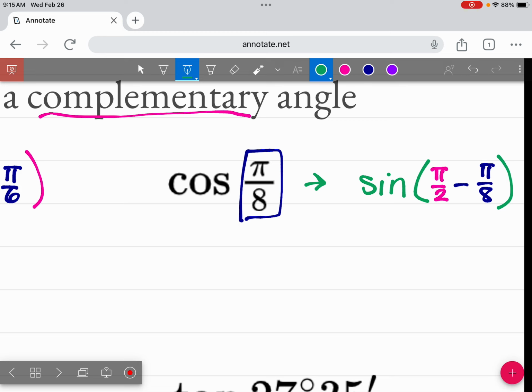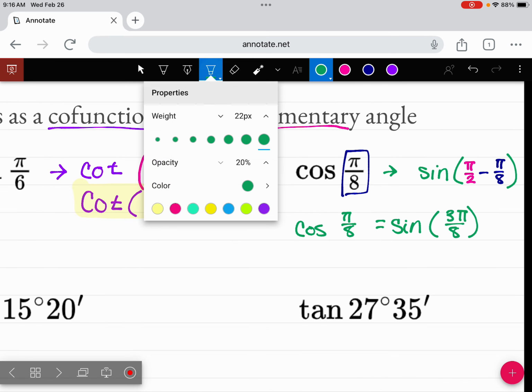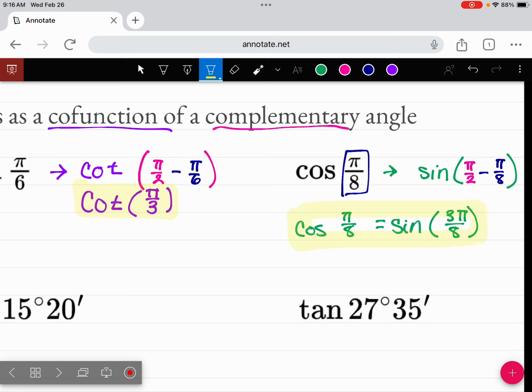So we are going to simplify inside our parentheses here. What is pi over 2 minus pi over 8? 3 pi over 8. So cosine of pi over 8 is the exact same thing as sine of 3 pi over 8. So that's the whole thing. There it is, expressed as our co-function of our complementary angle.